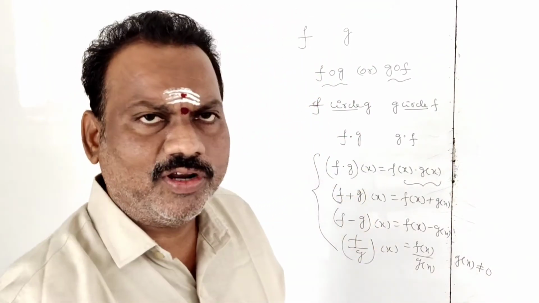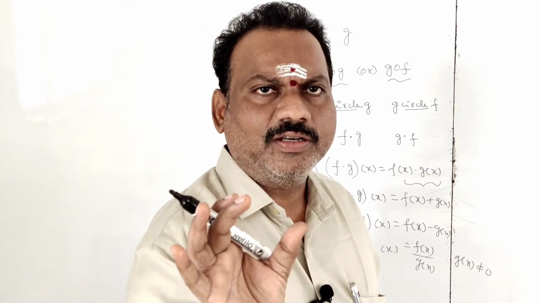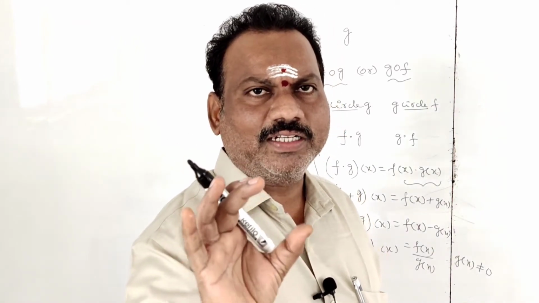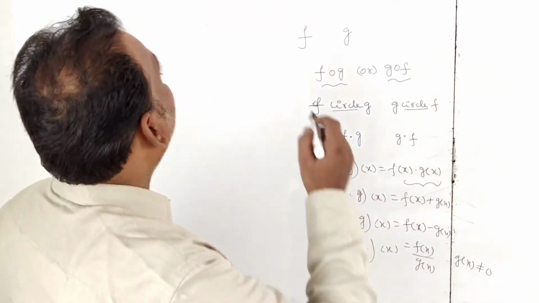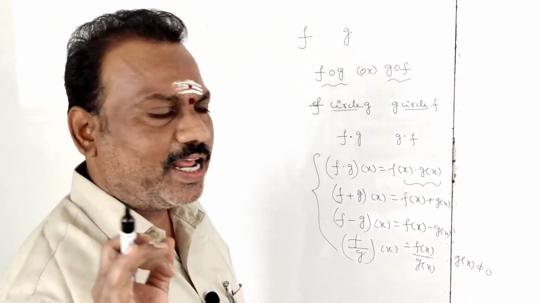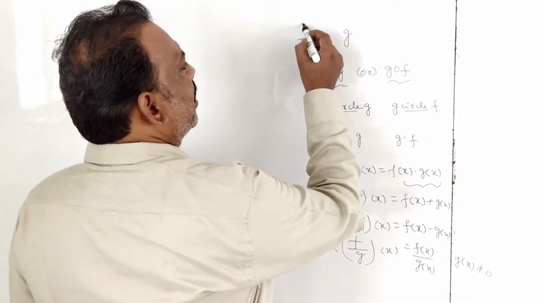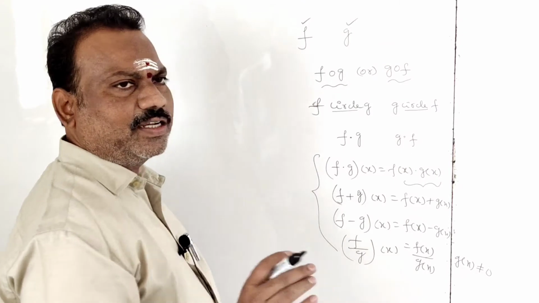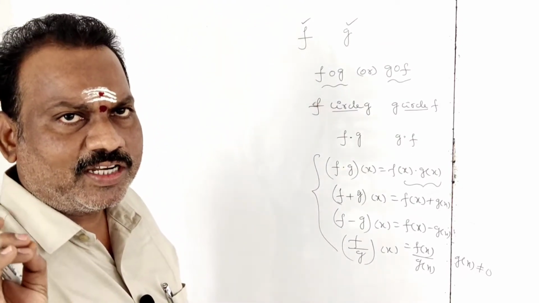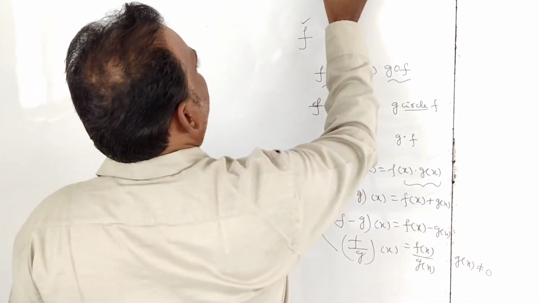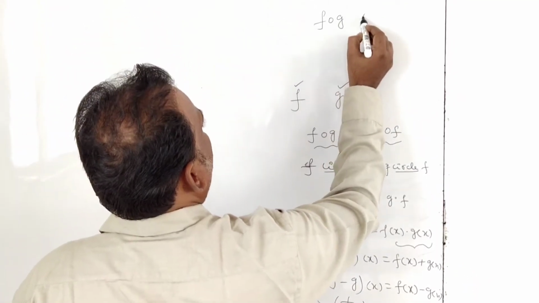Now we will discuss only two functions. What is the multiplication of two functions? That multiplication we will call here the composite function. So f and g are two functions. What is the composite function of f and g? It can be f circle g or g circle f.